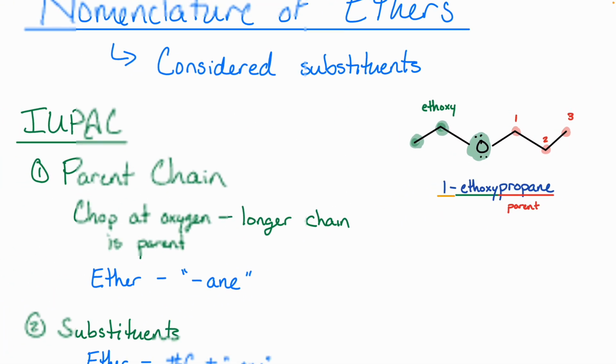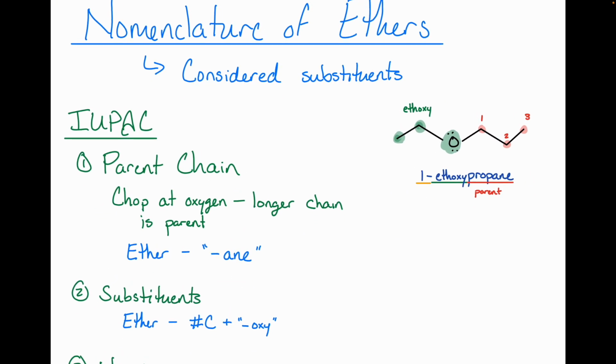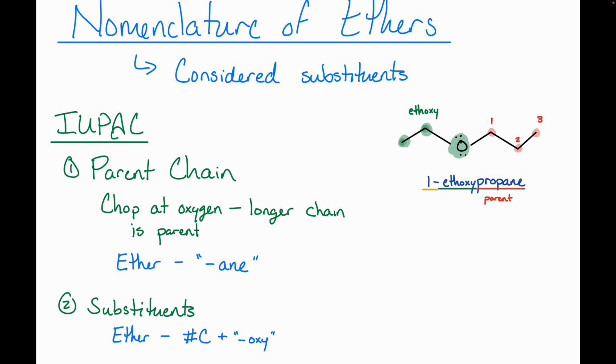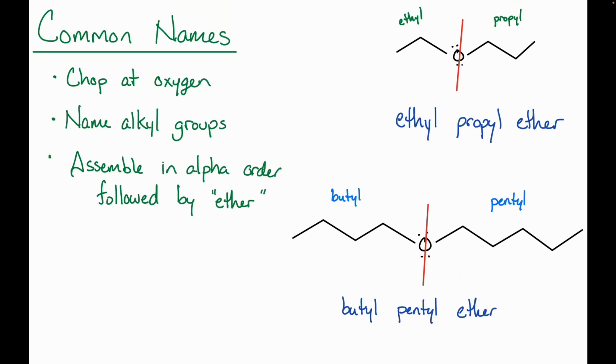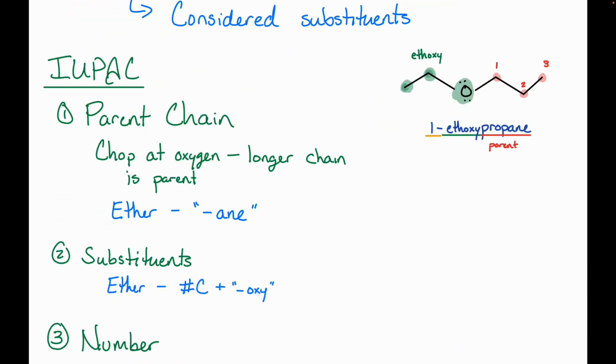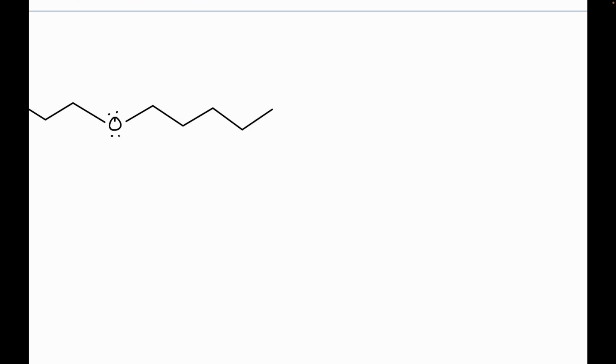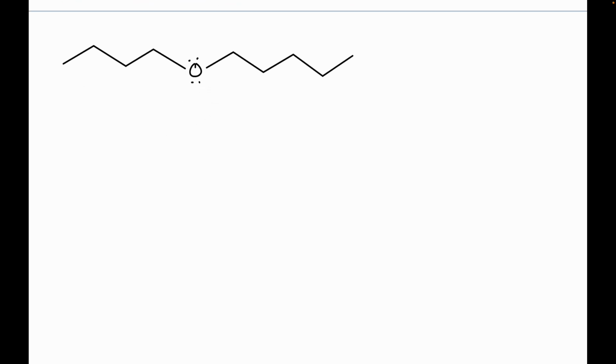All right, so unlike the other functional groups that we've been learning about, our alcohols, our alkenes, we don't have a suffix for our ethers. We're going to build that into the front half of our name. They're considered substituents in the IUPAC naming scheme. All right, so let's do a few more examples here. Let's just take that same butyl pentyl ether. I want you all to give me the IUPAC name for this molecule here. We did the common name, now we need the IUPAC name.